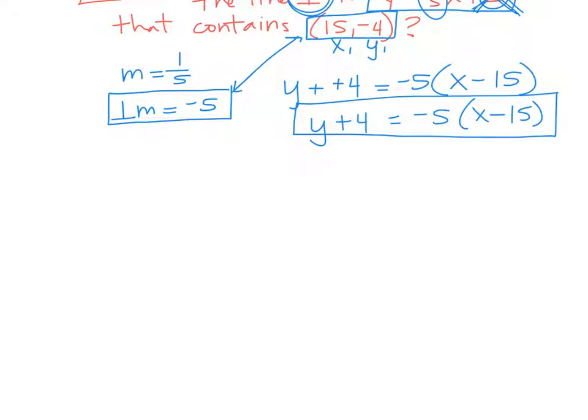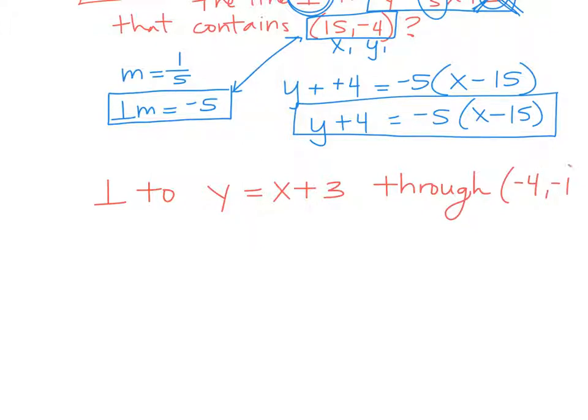Let's say I want the equation of a line that's perpendicular to y equals x plus 3 and goes through the point (-4, -1).